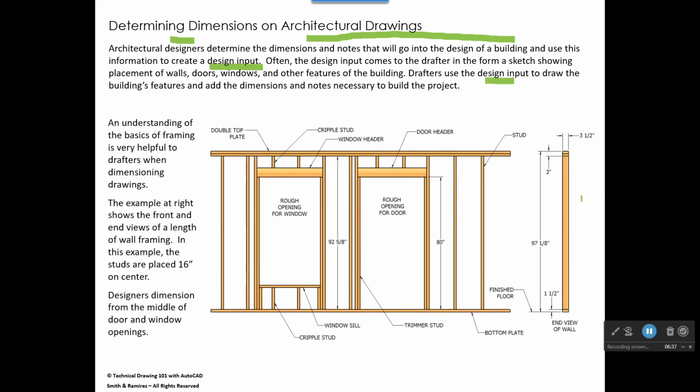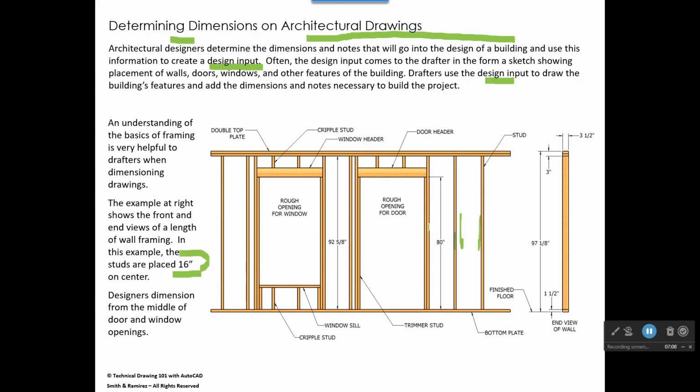Especially in the residential framing area, if you understand something about framing of a building, it's very helpful, because the location of features like doors and windows really depends on the framing. One of the standards, generally speaking, is to place the framing studs, these vertical members that you see right here, 16 inches on center.